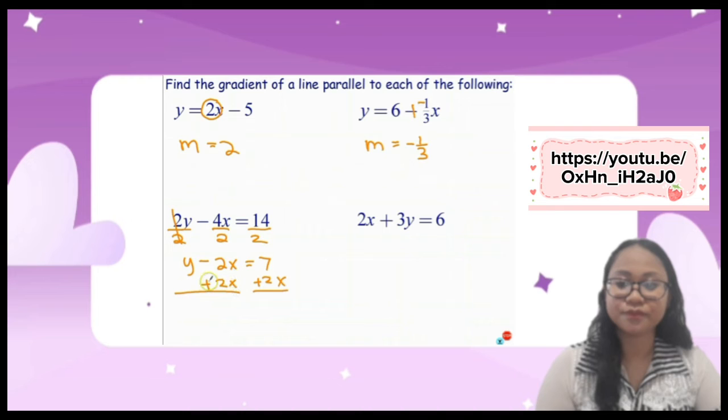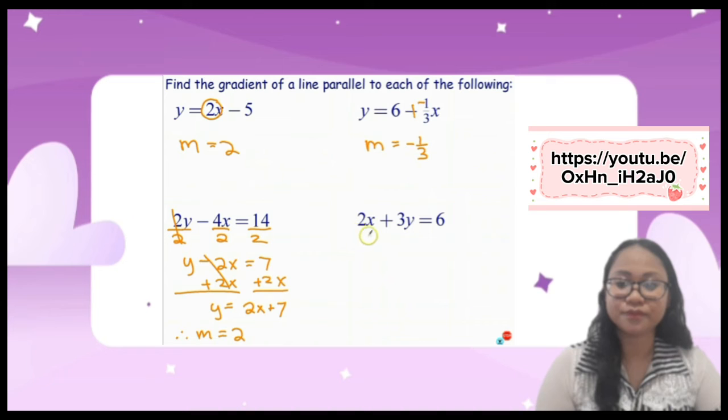I'm basically making y the subject, which is something we learned to do back in term 1, and therefore y equals 7 plus 2x, which I prefer to write as 2x plus 7. So the question is, what's the gradient of a line parallel to this? Well, because this has a gradient of 2, a line parallel to the given line also has a gradient of 2.